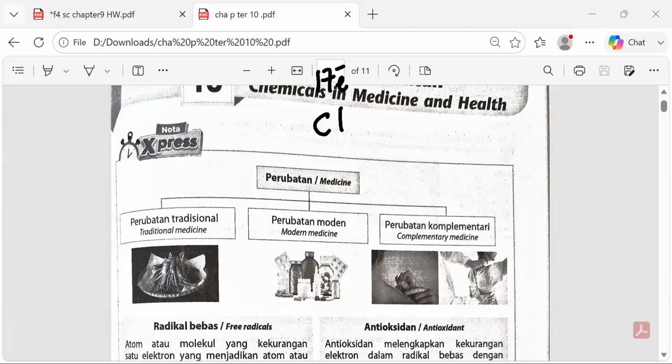What's the electron arrangement? Hey, don't look at me. What's the electron arrangement? 2?